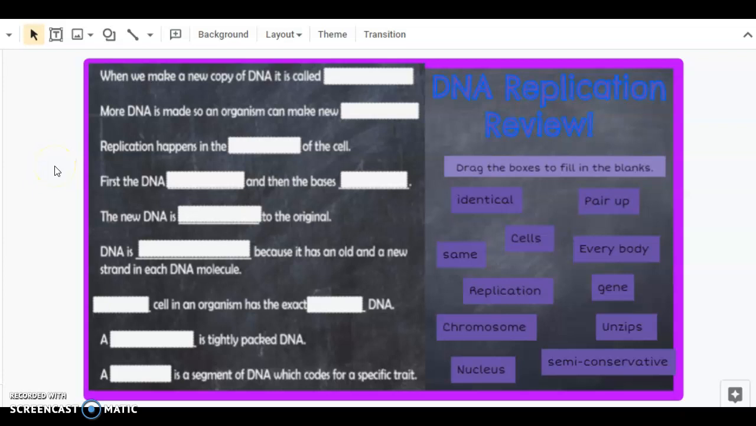Cell Replication and Differentiation, Section 2. Last time we talked about DNA replication. Let's start today with a review.